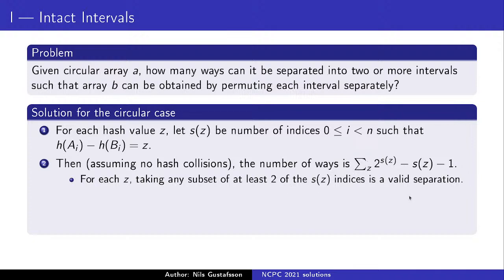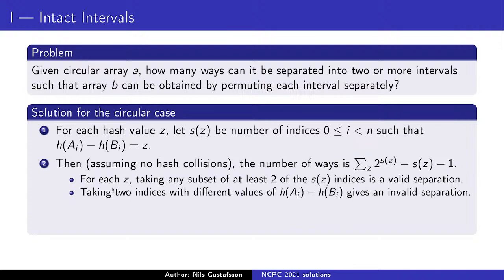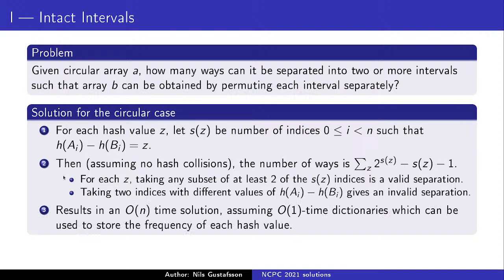And in a similar way as before, if you take two indices that have different values of this difference of the hash functions, this is going to give an invalid separation. Both of these claims are something that you can convince yourself of. I'm not going to explain exactly why it is true right now. But this then results in a linear time O of n solution.